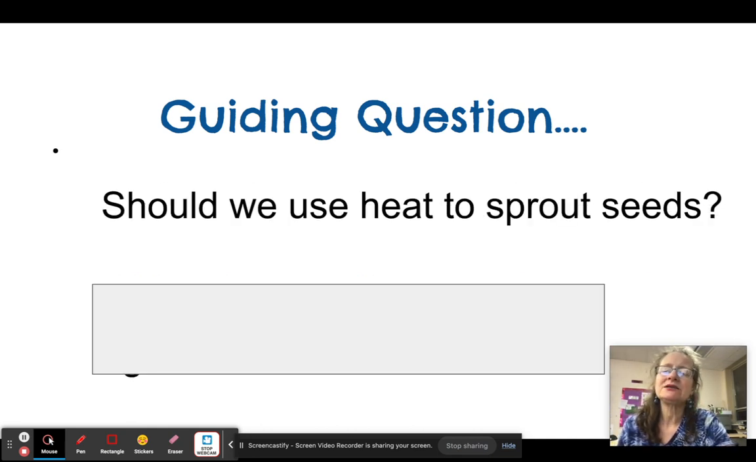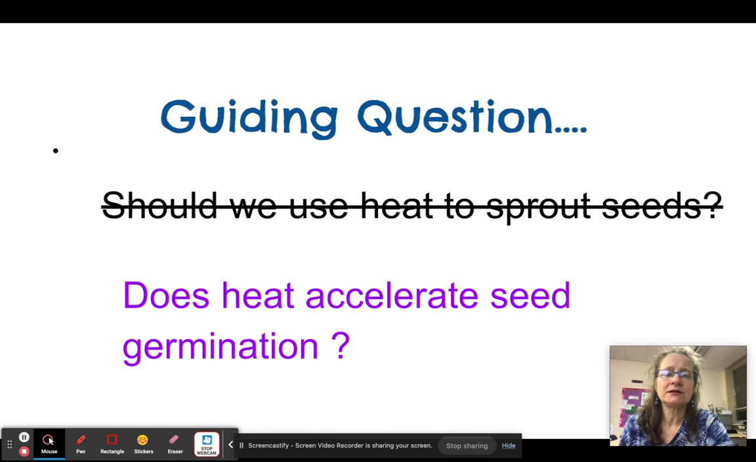Should we use heat to sprout seeds? Of course, it's warm in the spring, but if we're going to sprout seeds indoors, should we create that environment? Well, let's look at it this way. Does heat accelerate seed germination? So what we're looking at is how fast the seeds germinate.